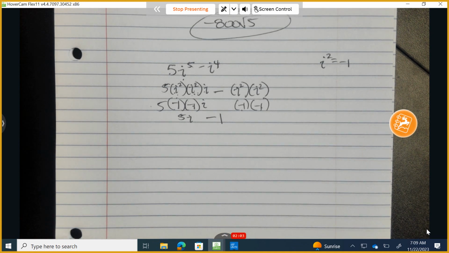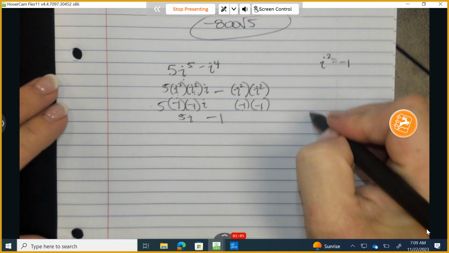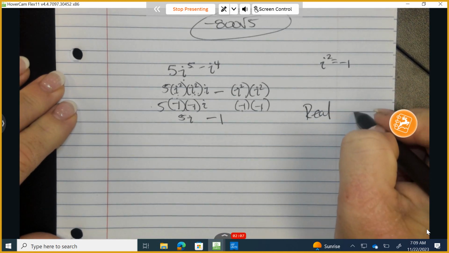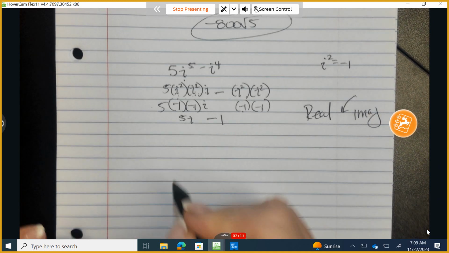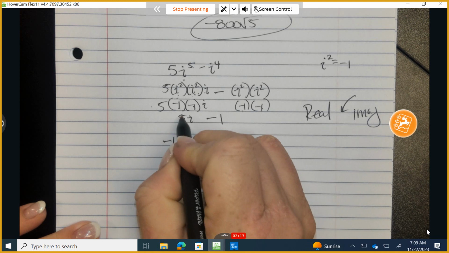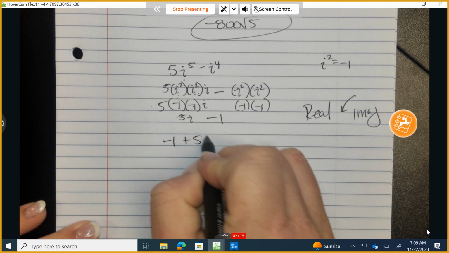Now when we write this down, this complex number, we want to put it with the real number first and the imaginary number second. And it's going to be separated by a plus or minus, whatever it is. So this is negative 1, and now the 5 is positive, plus 5i.